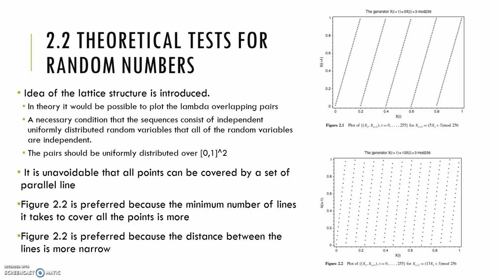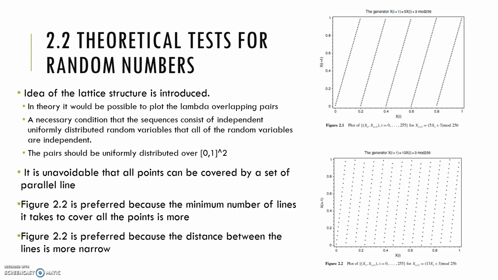Moving into some other points under the theoretical test for random numbers. So here's kind of where the idea of the lattice structure is introduced. And in this theory, it says that it would be possible to plot lambda overlapping pairs. A necessary condition for this to happen is that the sequence consists of independent, uniformly distributed variables, and that all of the random variables are independent. And then the pairs should be uniformly distributed over the 0, 1 squared. So that's just the uniform distribution squared.